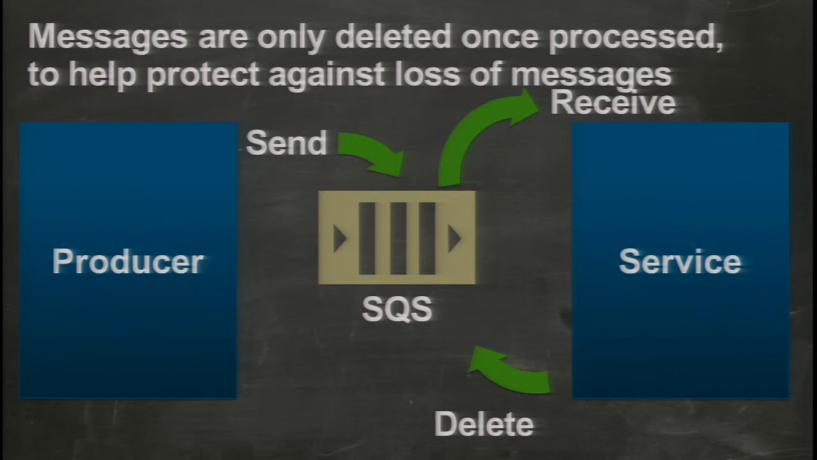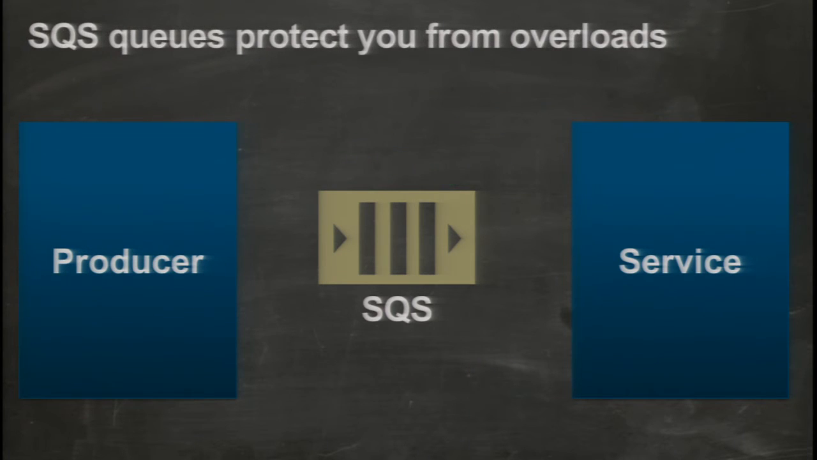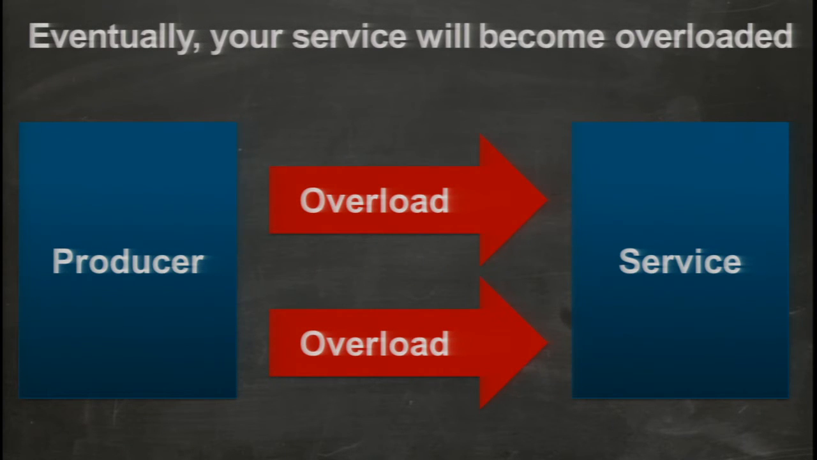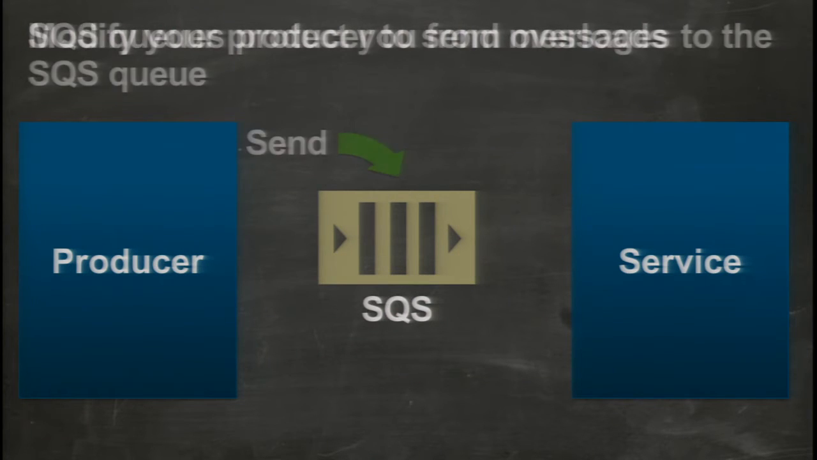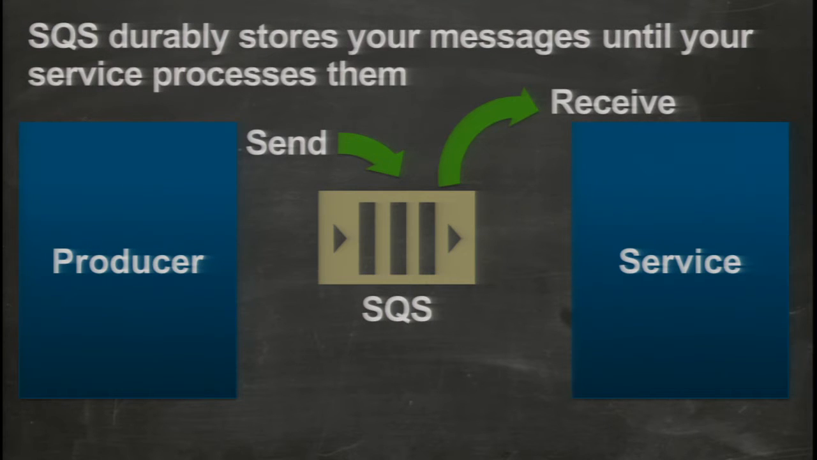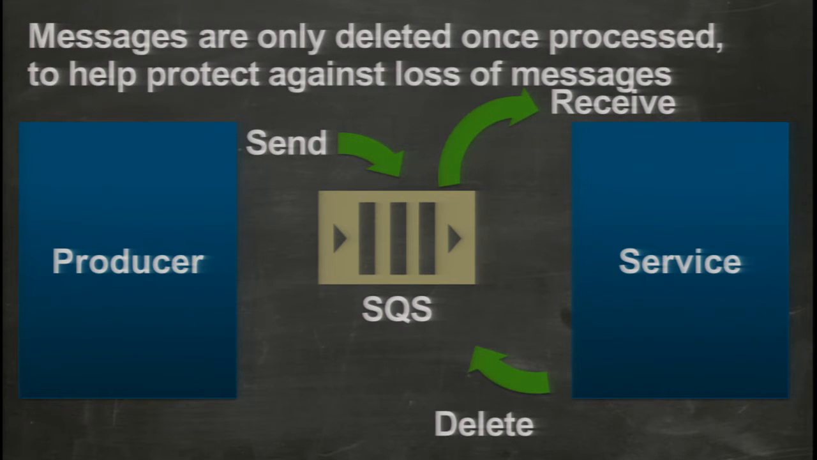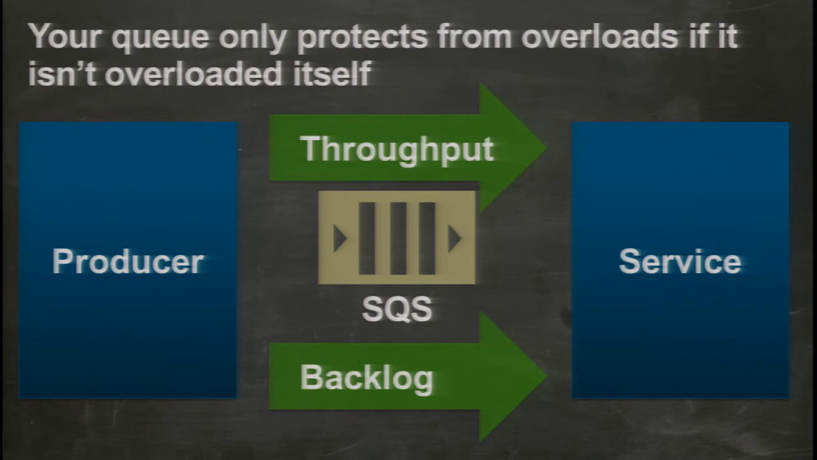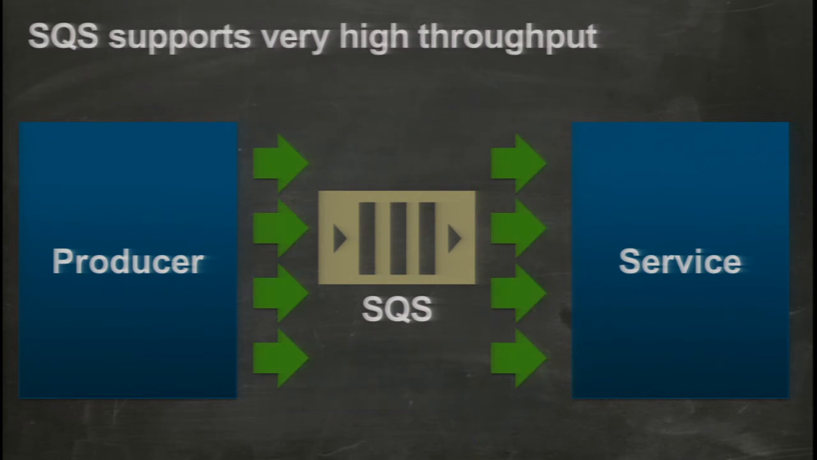So let's talk about it one more time. Instead of sending directly from the producer to the service that consumes it, instead we see a chain of messages where the producer sends, the consumer receives, and then the consumer deletes. And this is powerful because it protects against overloads. And in fact, SQS is designed to be able to support that huge overload scenario, and it's designed so that it can't get overloaded itself. Very high throughput. It just works. Our customers put enormously high numbers of messages through a queue.